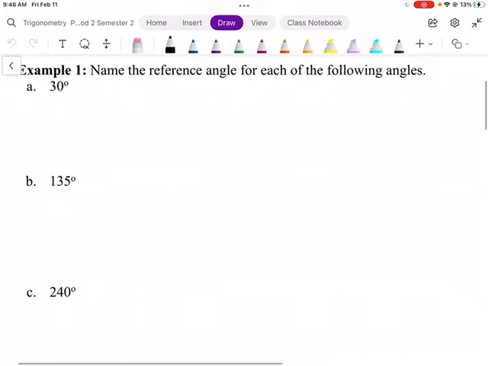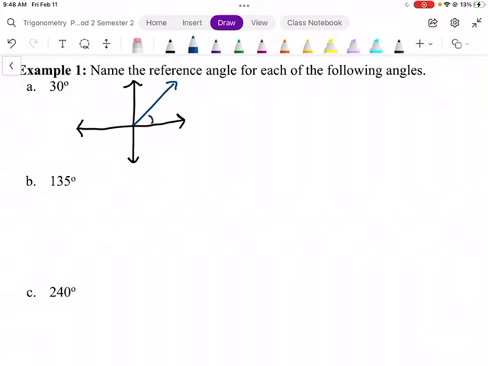So let's go over some examples of what that looks like. We are going to name the reference angles for each of the following. So we're going to start by drawing our picture, because that's usually very helpful for us to find that reference angle. In this one, we have an angle of 30 degrees. So our reference angle is going to be between that terminal side of the angle and the x-axis that's closest. So it's either going to be the positive or negative. So in this case, our reference angle is also going to be 30 degrees.